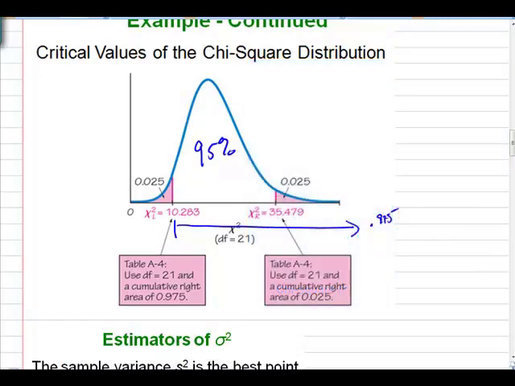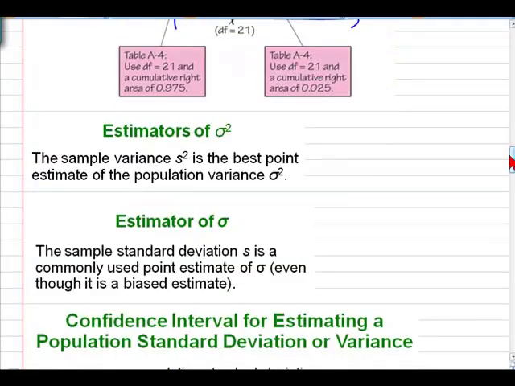So, estimators for the variance. The sample variance S squared is the best point estimate for the population variance. The sample standard deviation S is a commonly used point estimate for sigma, even though it's a biased estimate. This one is unbiased. Remember when we talked about bias, but the standard deviation is biased.